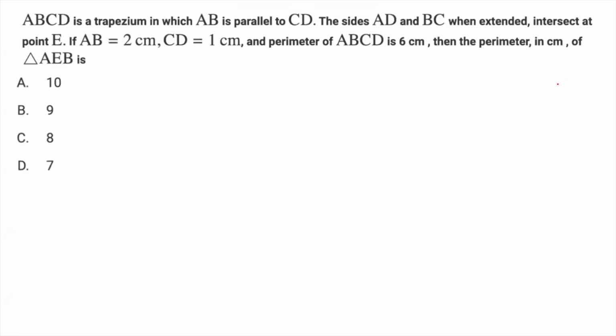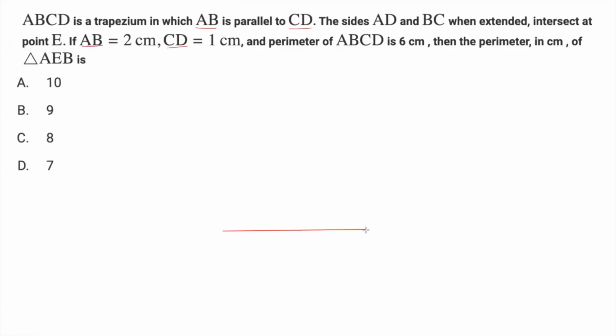So this brings me to the fourth question. ABCD is a trapezium in which AB is parallel to CD. The sides AD and BC extended intersect at E. AB is 2 centimeters and CD is 1. Given that AB and CD are parallel to each other and AB is 2 and CD is 1. So AB is naturally greater.